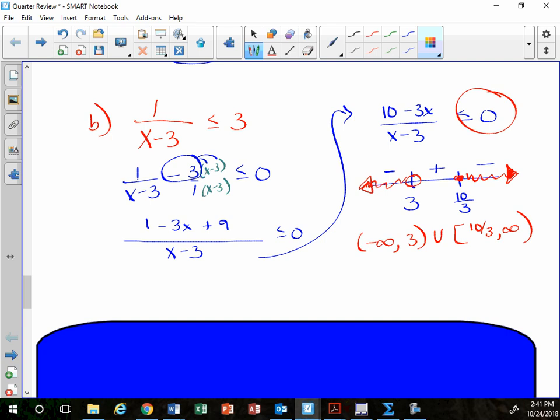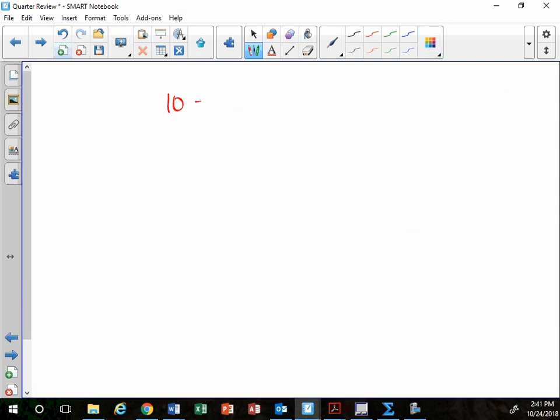If you struggled with that one, make sure you write it down. You can make up more to practice. You can look in your notes for that one. When you do the 10 minus 3x, if we're just figuring out where that's 0, I would subtract 10, right? Yeah, just figure it out.